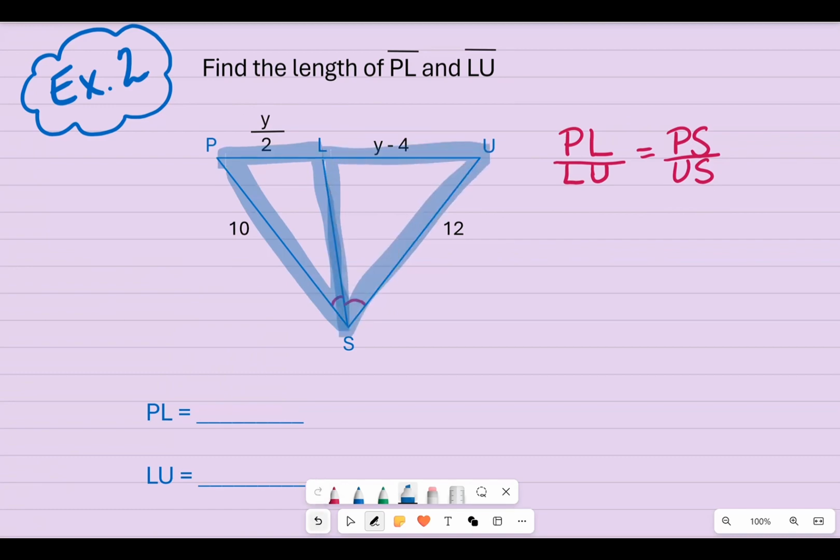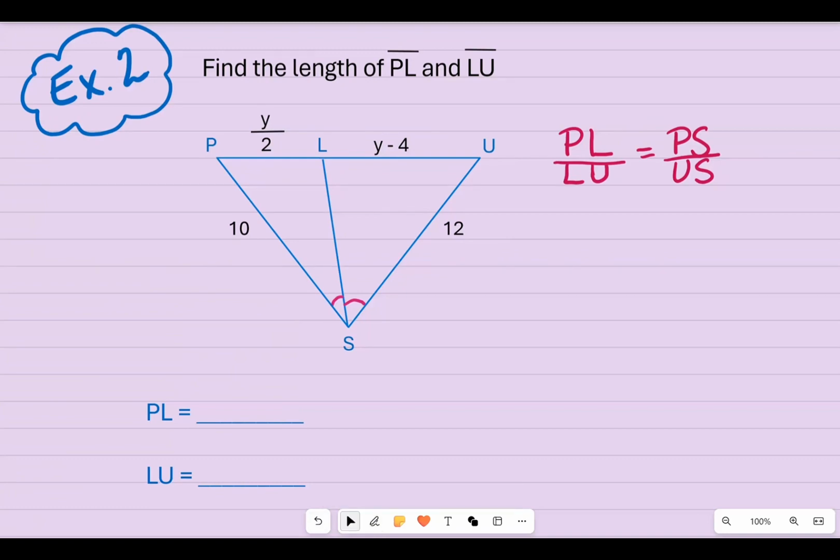What we're trying to do is set up a proportion, and we're going to set the bases together. Then we start with the left-hand side, and we're going to start again with our next fraction on that same side, and then those two we're going to put together. So this is what it would look like if I substitute what I know. For PL, I have y over 2. For LU, I have y minus 4. Setting that equal to PS, which is given as 10, and US, which is given as 12.